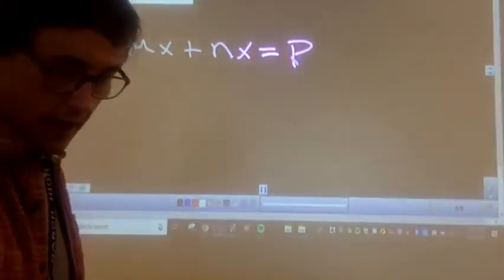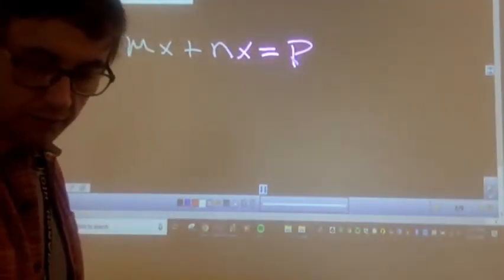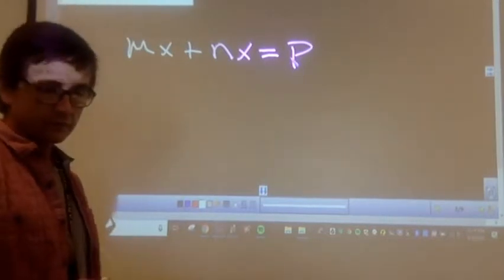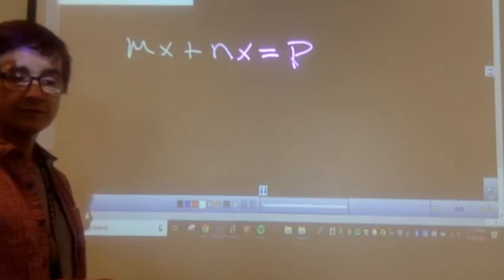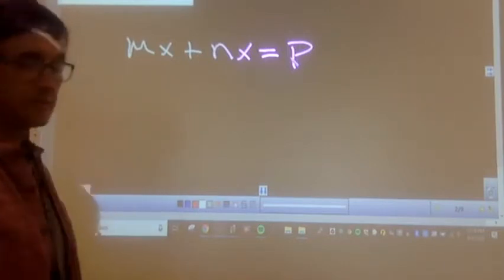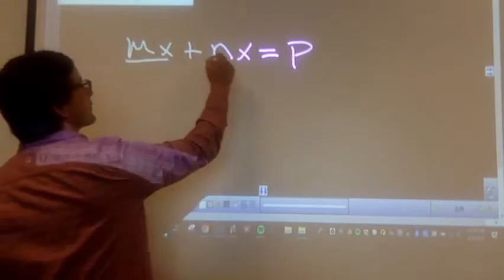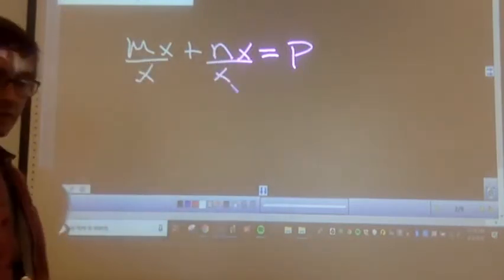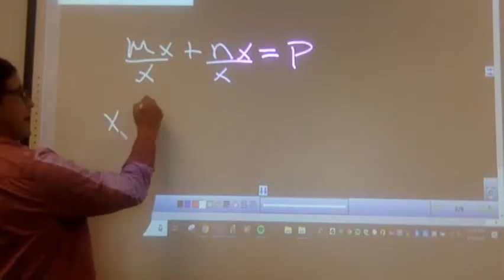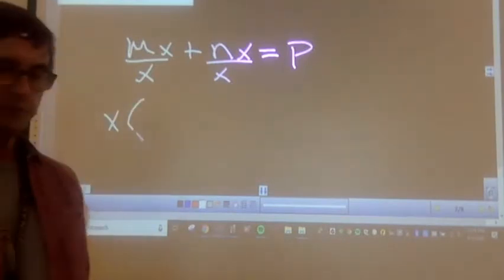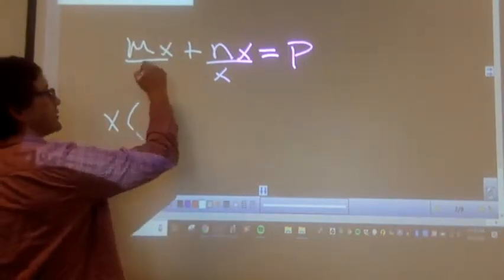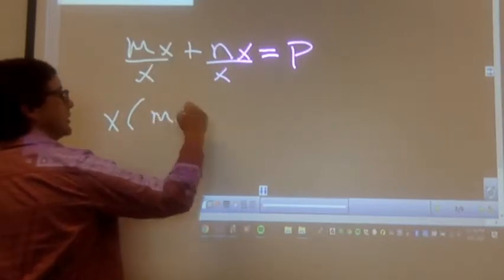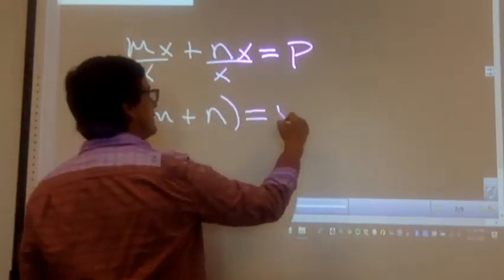How about Anderson? All right. So I divided out the x on the left side of the equal sign. Good. Divide out the x on the left, and that x comes in front of the parenthesis. They'll say x times a quantity is how you say that in math language. And then the x's cancel on this fraction. You only have m left plus n equals p.